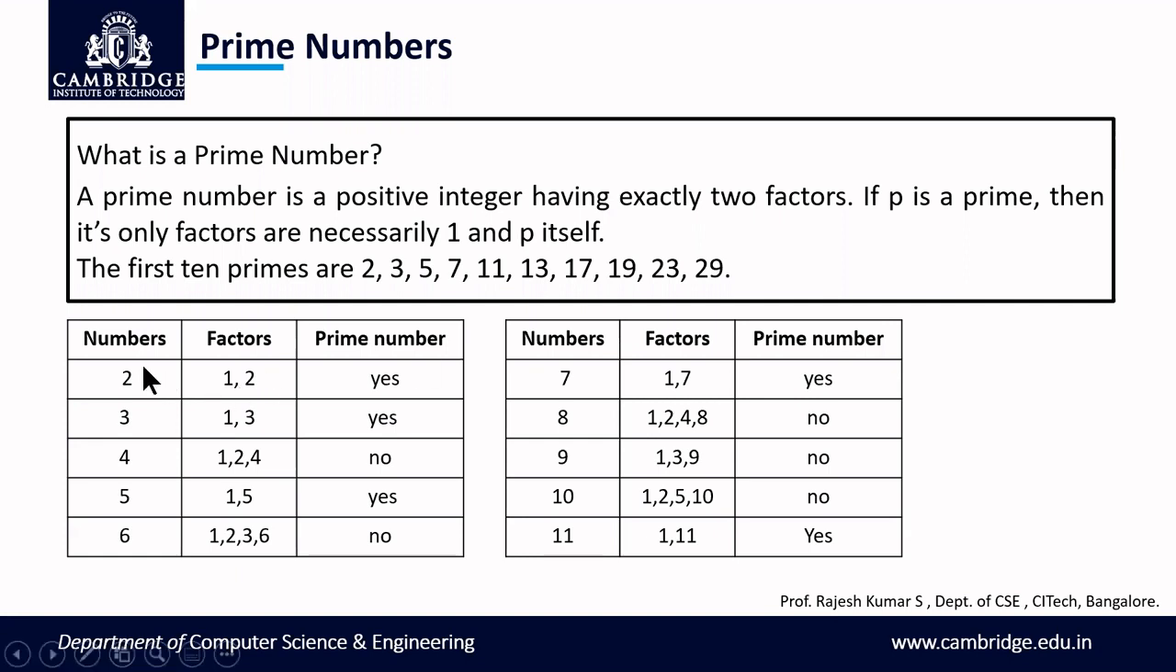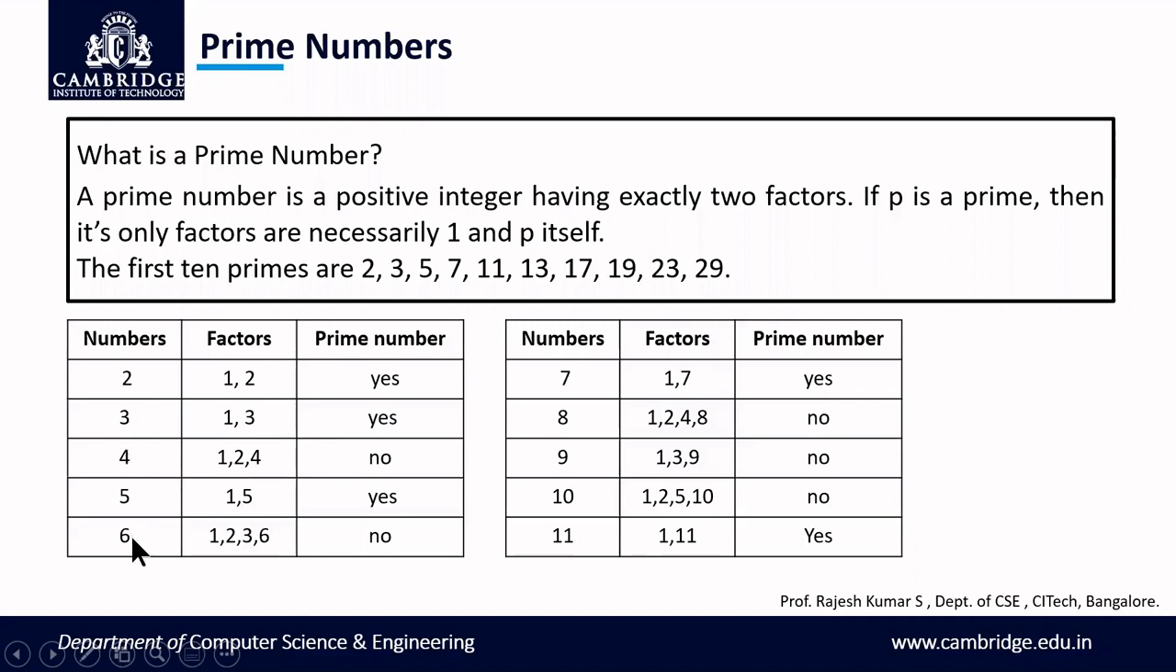For example, here 2 is a prime number which has the factors 1 and 2. That is, a prime number is divisible by itself and by 1. So we call 2 a prime number. Again, 3 is a number which is divisible by itself and 1, so we call 3 a prime number. Similarly, 4 is divisible by itself and 1, and also by 2. So we say 4 is not a prime number.